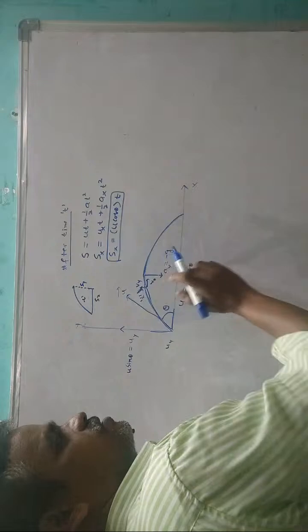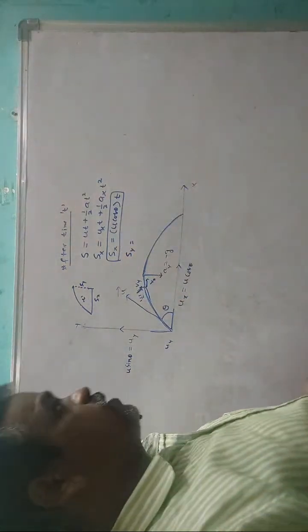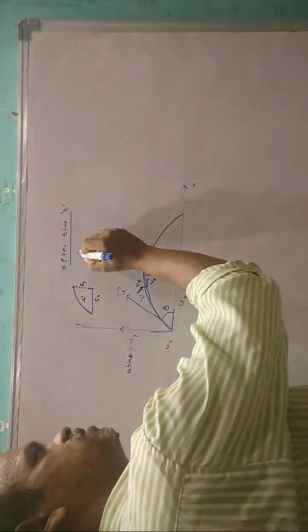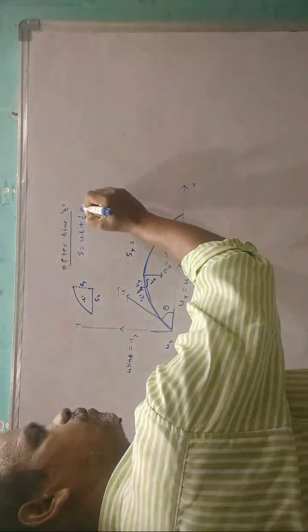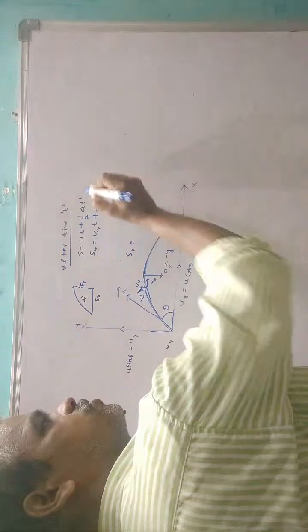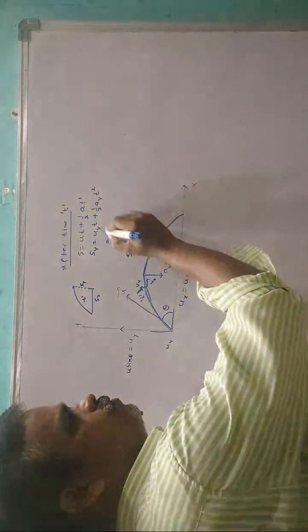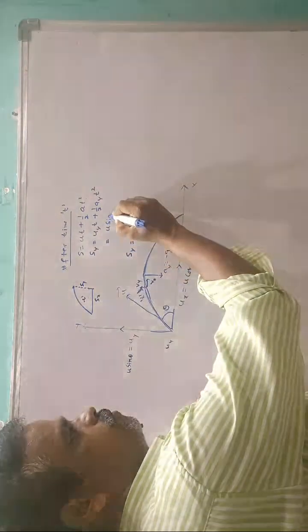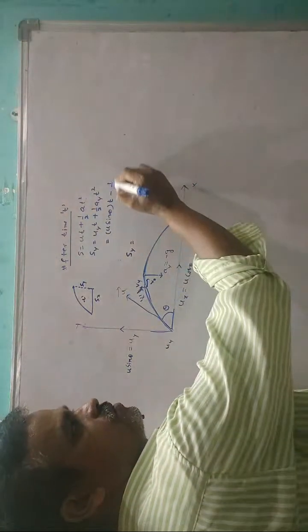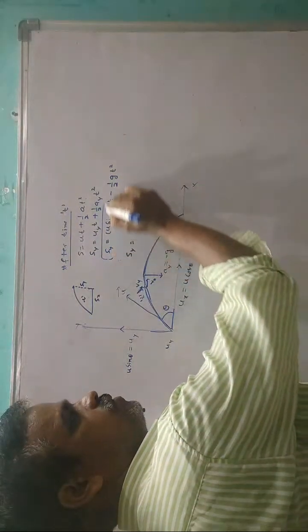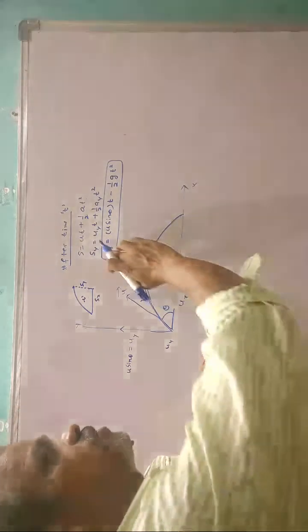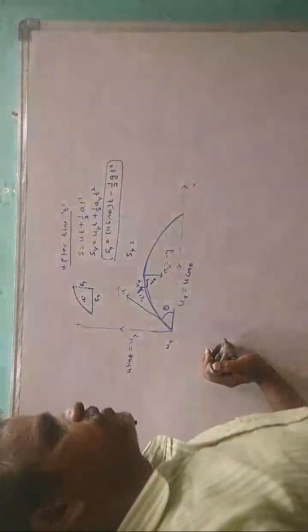Well, that is the displacement along the x-axis. What about the displacement along the y-axis? Simply change the equation. We have the fundamental equation: Sy equal to uy into t plus half ay into t square. See here, uy is nothing but u sin theta into t, and ay is equal to minus g. So this will become the displacement along the vertical direction: Sy equal to u sin theta into t minus half g t square.